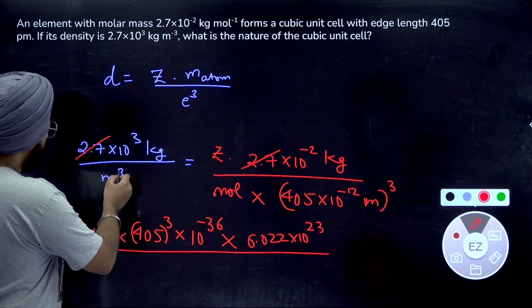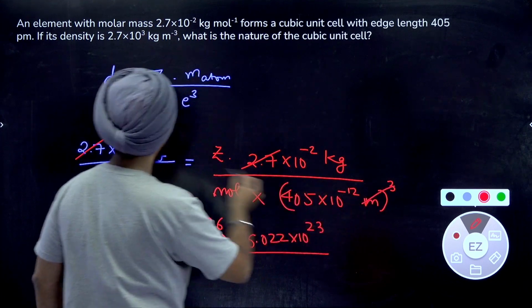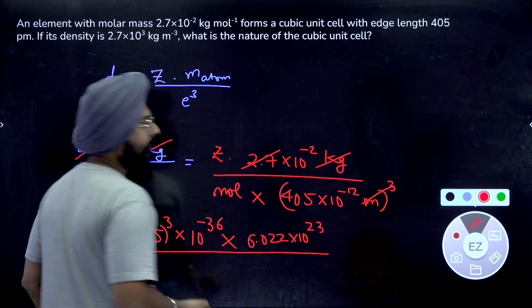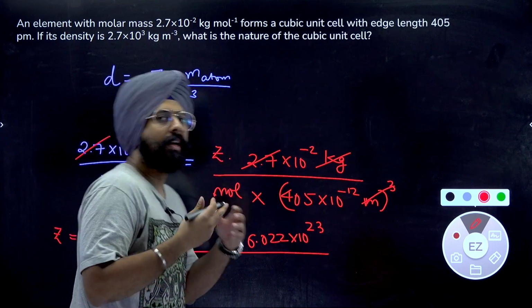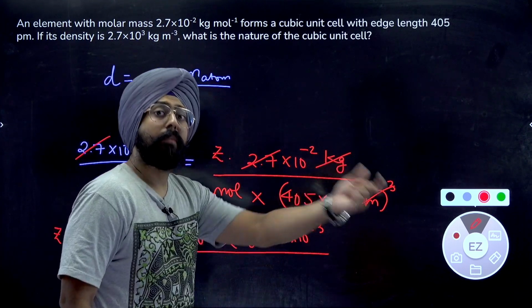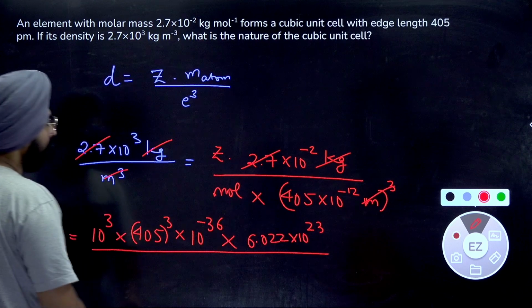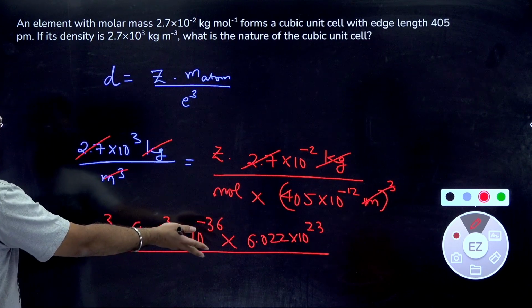Now meter cube and meter cube cancel each other out. Kilogram and kilogram cancel each other out. Basically, rank is a dimensionless quantity. It's just the number of atoms inside a unit cell. So this is the calculation that we have to do.